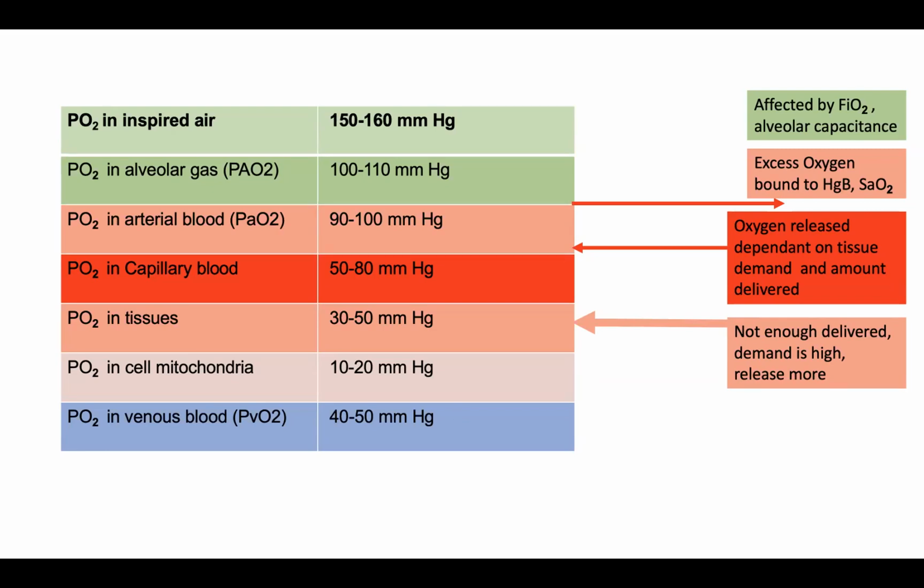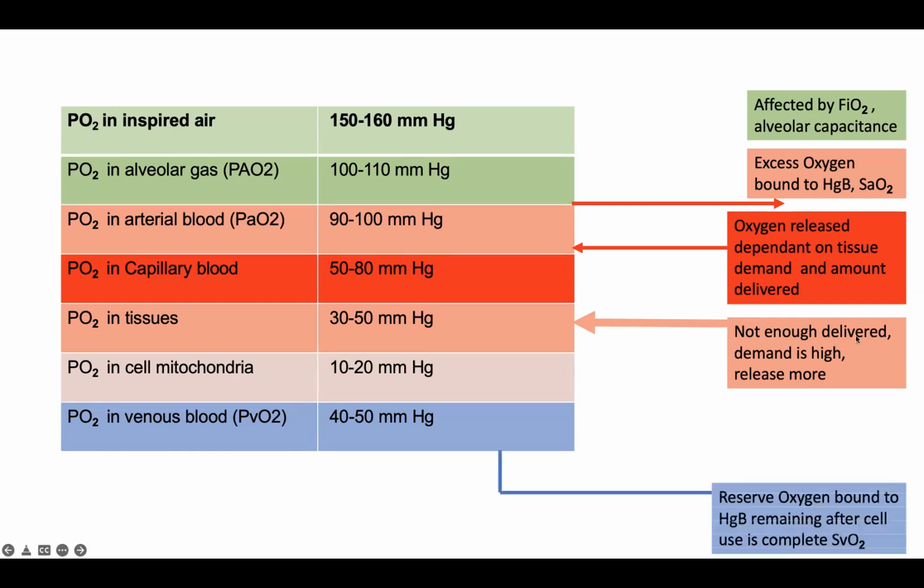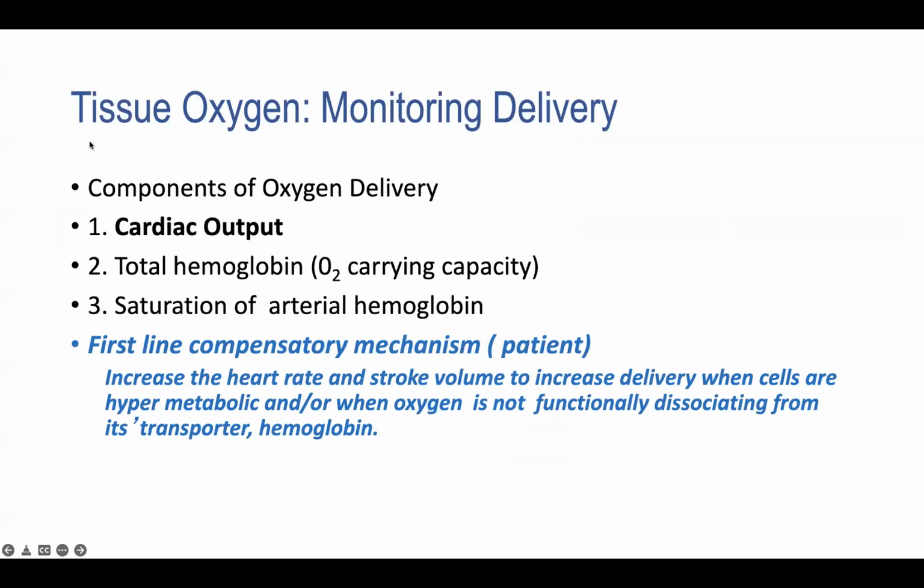So really profoundly and significantly important to remember that the way we evaluate this in general is we look at SvO2 or ScvO2, which tells us how much oxygen remains bound to the hemoglobin after cellular use is complete. The more hypermetabolic the cell, the more oxygen will be consumed, the more the hemoglobin will have to release oxygen for it to be used by the cell. Okay. So that takes us to a really, really important concept. And I use this slide a lot.